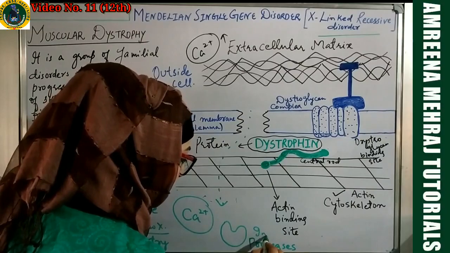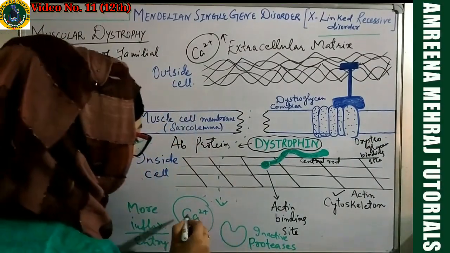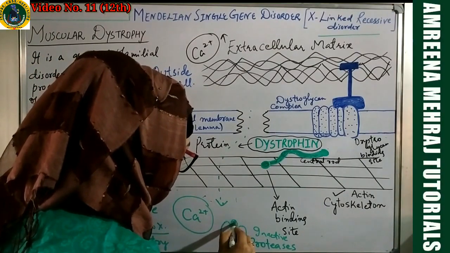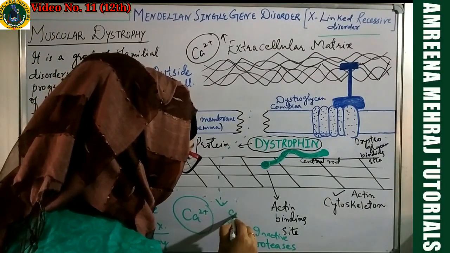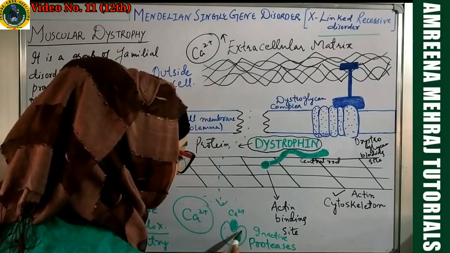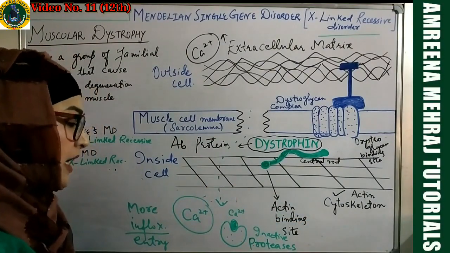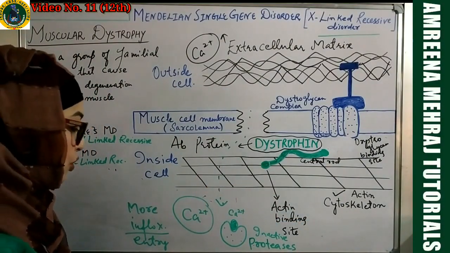They are normally inactive. Now what will happen? This calcium will bind to the proteins. So this is the calcium which has bound to the protein. This protein is basically a protease. That means its job is to digest some proteins. Normally it has to digest those proteins.